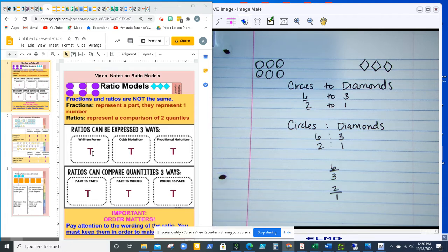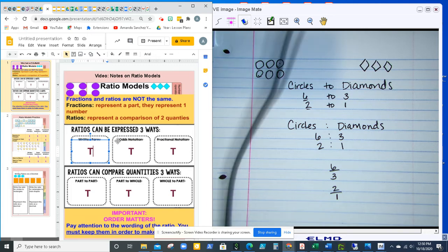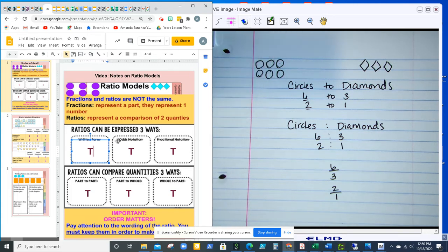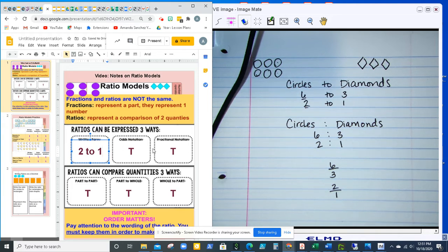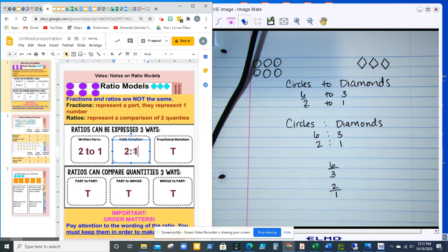So in your document, you can either type in circles to diamonds, or use the numbers if you want to, or you could just use the word to. I want you to put in whatever you think is going to work best for you. I'm just going to leave it like that, 6 to 3. Odds notation, I'm going to do 2 colon 1. And then the fractional notation is where I'm going to change it so you can actually insert a fraction there. So I'll change that for you.